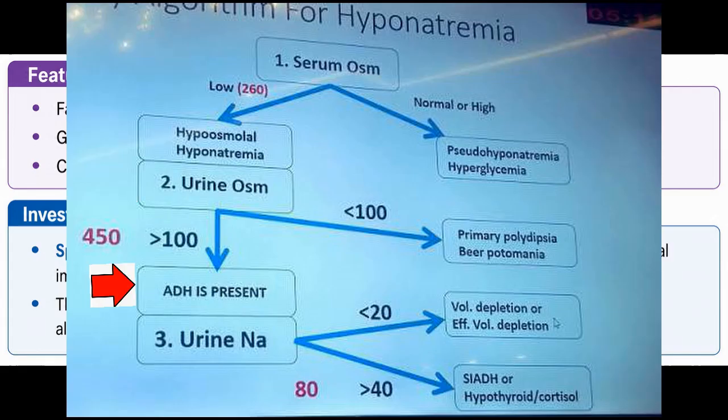Urine osmolality tells us whether ADH is active. High urine osmolality tells us that ADH is present, e.g., SIADH. Low urine osmolality tells us that there is excess water intake, such as psychogenic polydipsia.